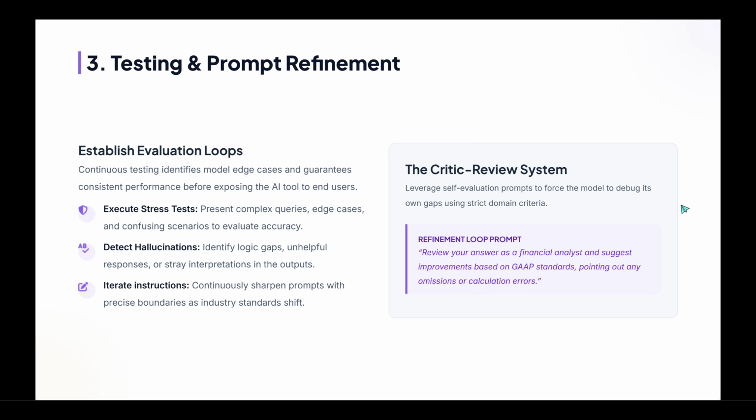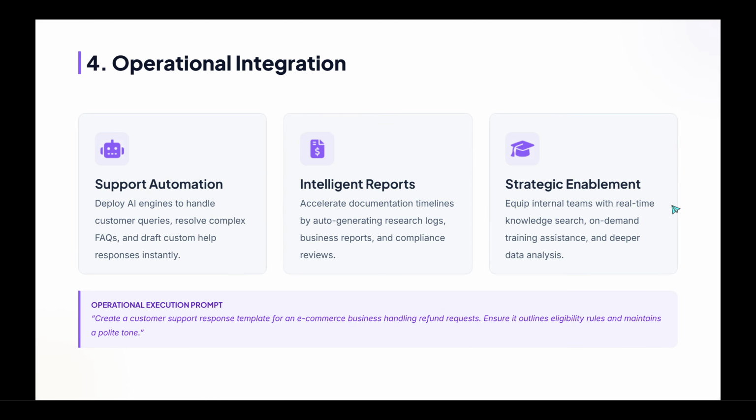Finally, apply ChatGPT to your workflows. Use it to automate customer support and FAQs, draft reports, marketing copy, and documentation, and to assist with training, research, and decision-making. For example, create a customer support response template for an e-commerce business handling refund requests. Keep a human in the loop for sensitive or high-impact outputs and avoid sharing confidential data. With your knowledge organized, your roles defined, and your prompts refined, you'll unlock faster, more accurate results tailored to your industry.